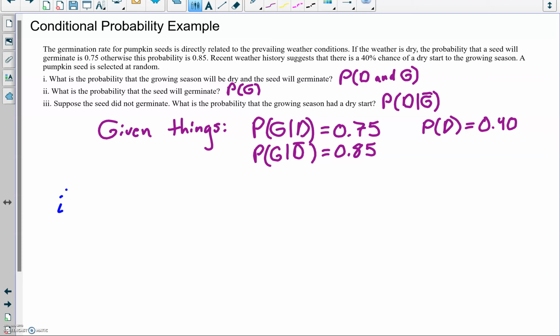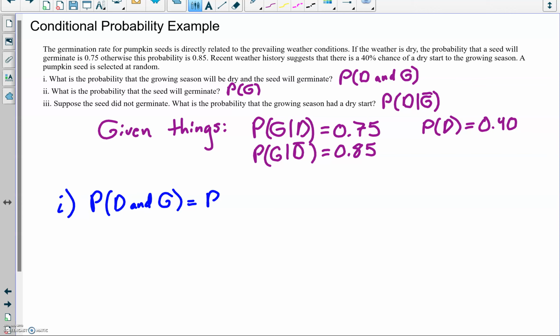We can get other things from this information, but let's start in part one and see what we get. Part one, we want to find the probability of D and G, so dry and it germinates. Usually with the "and" scenario, you're going to multiply the two probabilities together, the probability of dry times the probability of germinate. However, in this case, because the two events are not independent, the germination is actually dependent upon the weather conditions, we have to use a conditional probability in this multiplication.